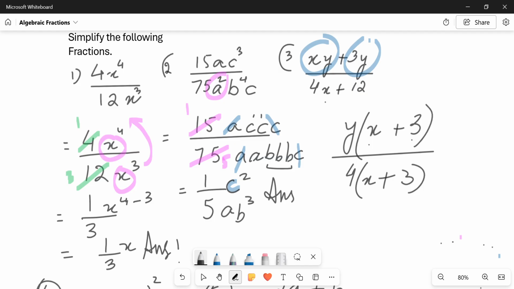Okay, now do you think this is the final answer? No. Can you see the same bracket here? Yes, now we can cancel them. The reason is that there is a multiplication sign between y and the bracket. Okay, there is a multiplication sign. So we can easily cancel x plus 3 and x plus 3, right?